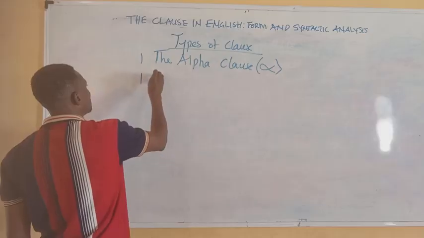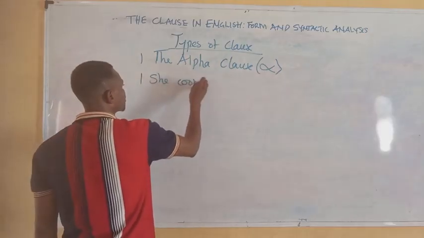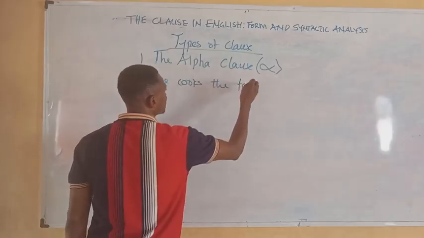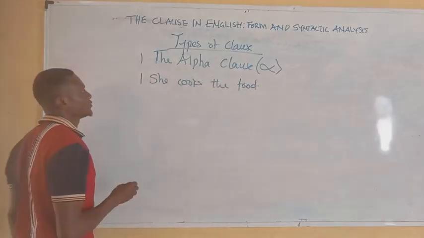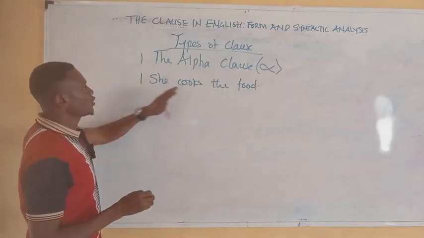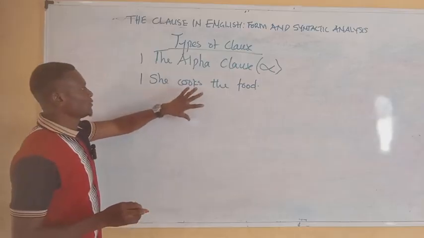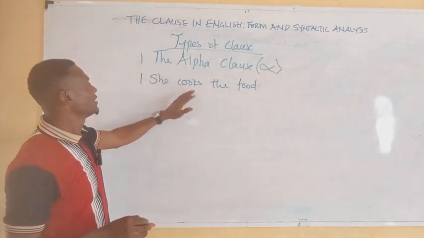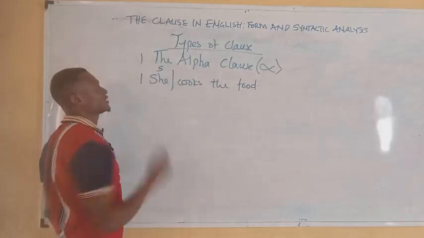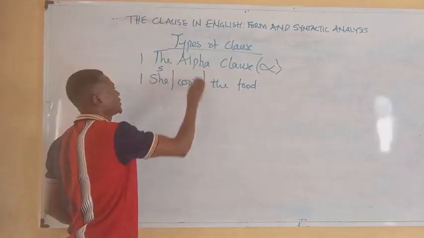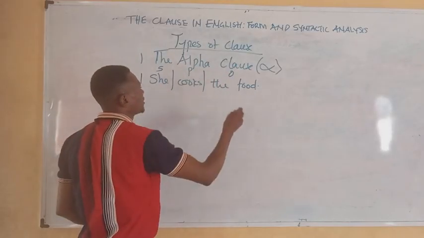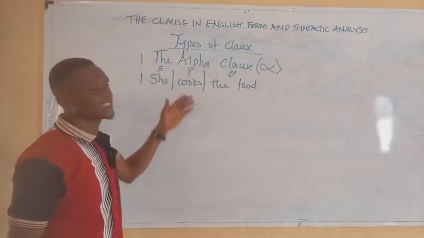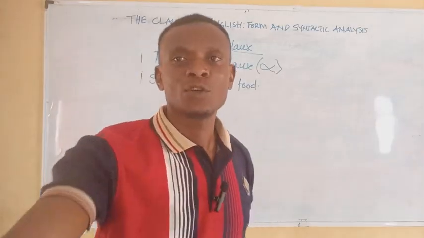Example: she cooked the food. Look at this statement now. You don't need to ask further questions about who cooked the food, because it is well explained here. We have the subject, which is the performer of the action, cooked, which is the predicator, received by the object, food. That is the object. This is example number one of an alpha clause.